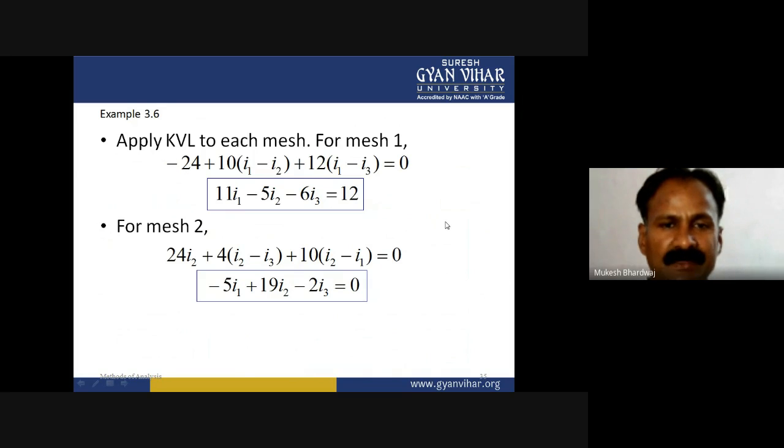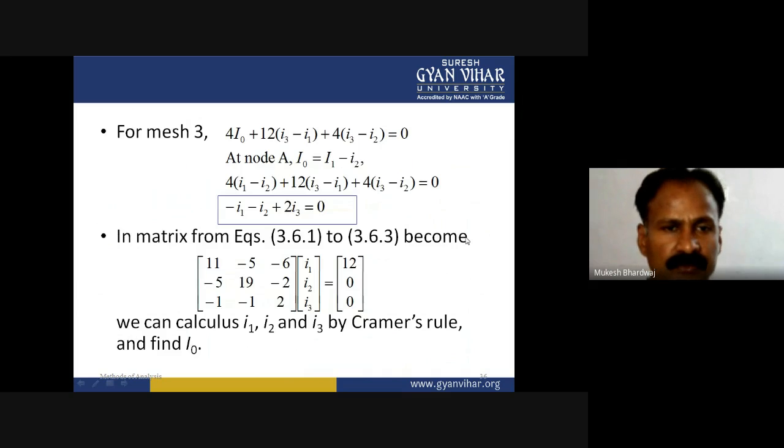Now apply KVL to each mesh. For mesh 1, the equation is this. For mesh 2, the equation is this. And for mesh 3, you can bring out the equation as minus I1 minus I2 plus 2I3 is equal to 0. After getting these three equations, we represent them in the form of matrix. Do the matrix multiplication, put it equal to 12, 0, 0. We can calculate I1, I2 and I3 by Cramer's rule and find I0.